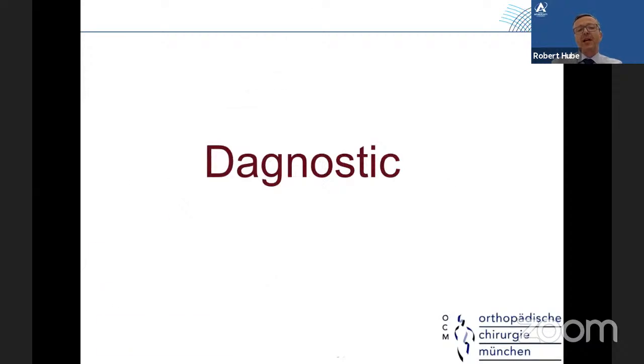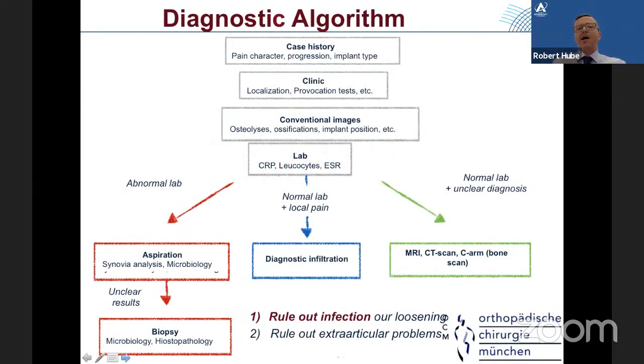And the question is, how do we diagnose? And that is our algorithm in the OCM: case history, pain character. We look at the clinic, we do all the things. You look at your patient, conventional images, and we go to the lab, a normal lab, and that's what we do. And the goal is to rule out infection or loosening.